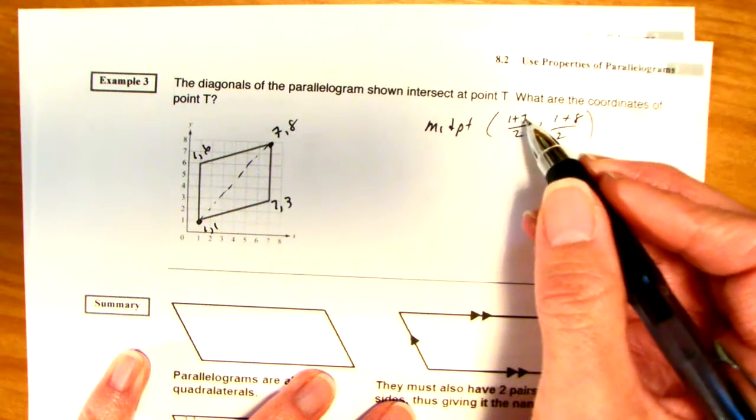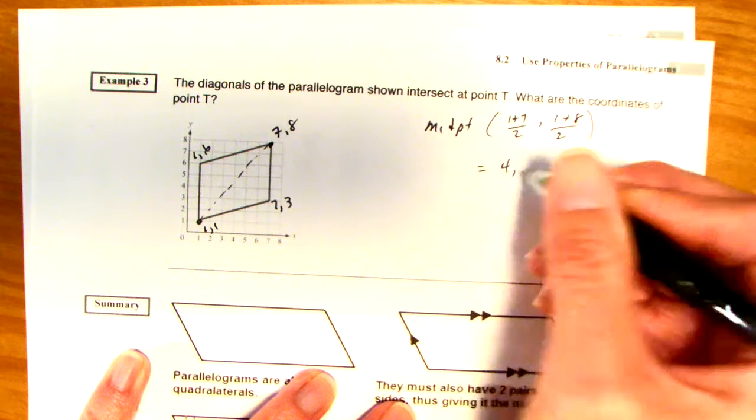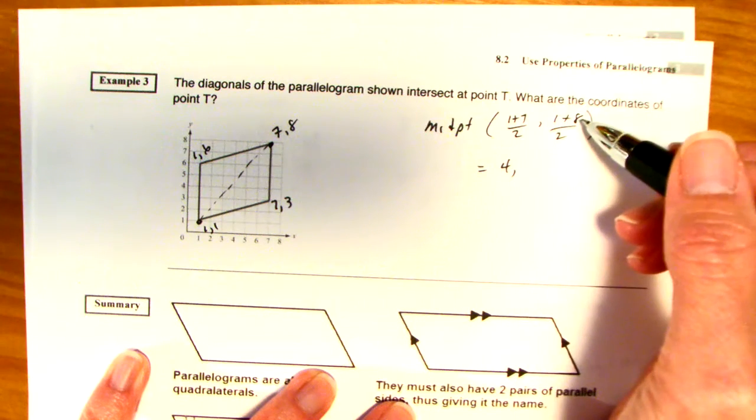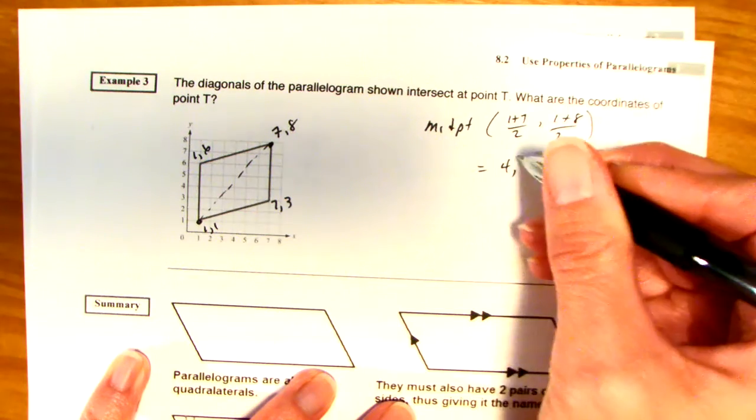1 plus 7 is 8. Divided by 2, you get 4. 1 plus 8 is 9. Divided by 2 is 4.5. Or you can say 9/2, your choice.